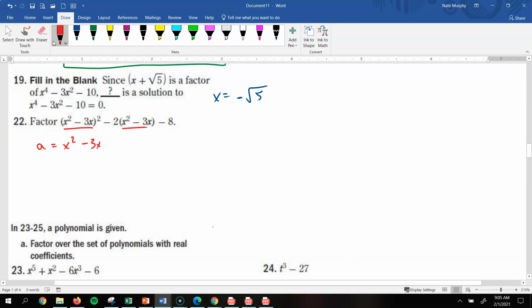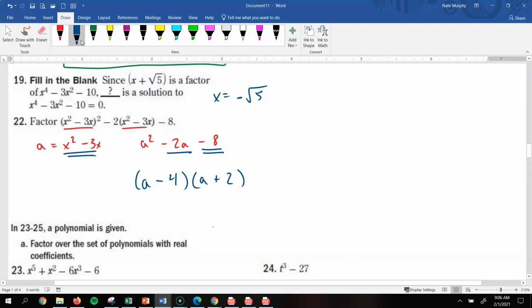So instead of x squared minus 3x, now I'm going to say a squared minus 2a minus 8. And I'm going to factor that down. I'm going to look to see what two numbers multiply together to be negative 8 and add together to be negative 2. Those would be negative 4 and positive 2, because negative 4 times 2 is negative 8, and negative 4 plus 2 is negative 2. Now that can't factor anymore, because I've gotten as far as I could go.